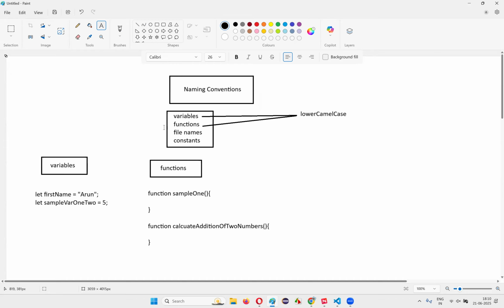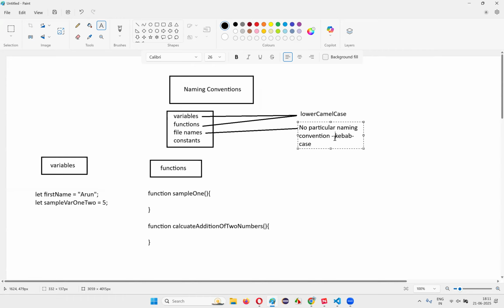Okay, now come to the file names. Whenever you are creating JavaScript files, there is no particular case, guys. Generally there is no particular case. For file names, you can name the JavaScript files with any naming convention. No particular naming convention is suggested here. But in the industry, most of the people generally follow kebab case. Okay, kebab, hyphen case. So kebab case kind of naming convention is generally followed, guys.